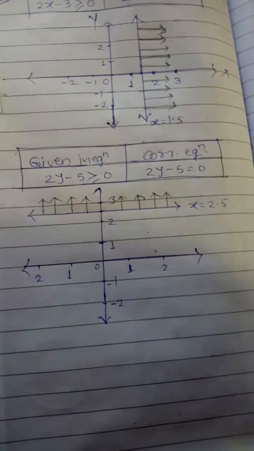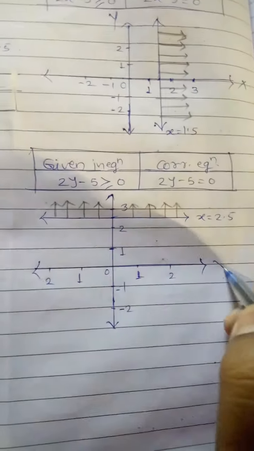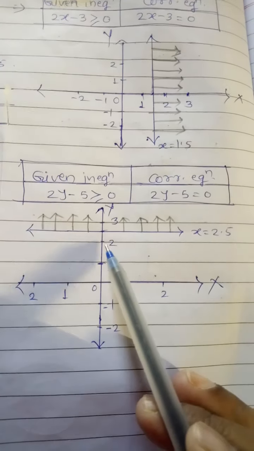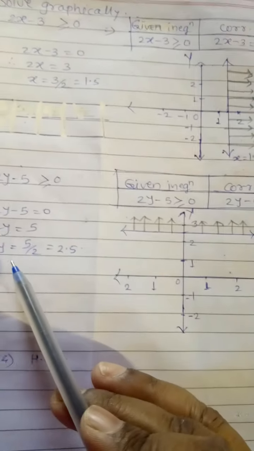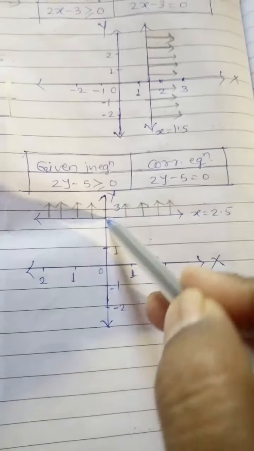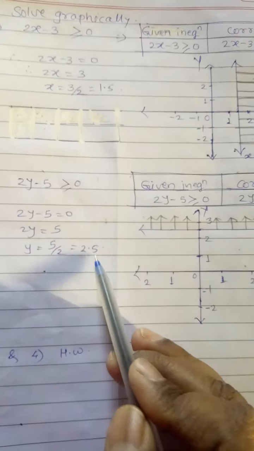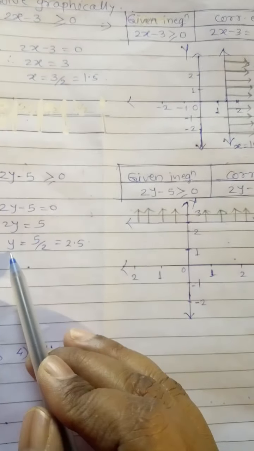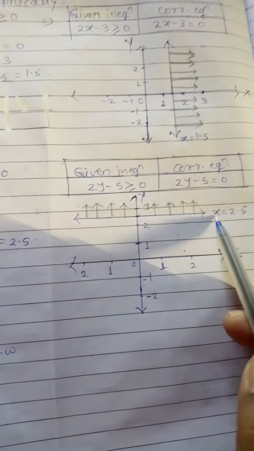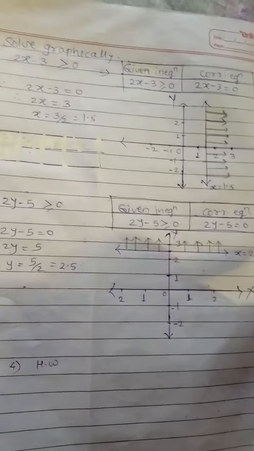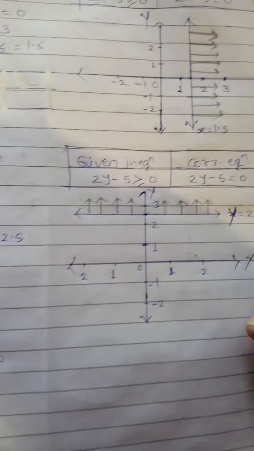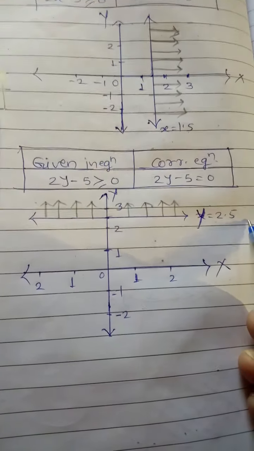So see, this is the x axis and this one is the y axis. So here is 1 2 and 3. Your equation is y equals 2.5, so it is in between 2 and 3. Here is 2.5, so y equals 2.5 means this line passes through, or intersects, the y axis at 2.5. So you can directly draw this line. So it is x equals, sorry, it is y equals 2.5.